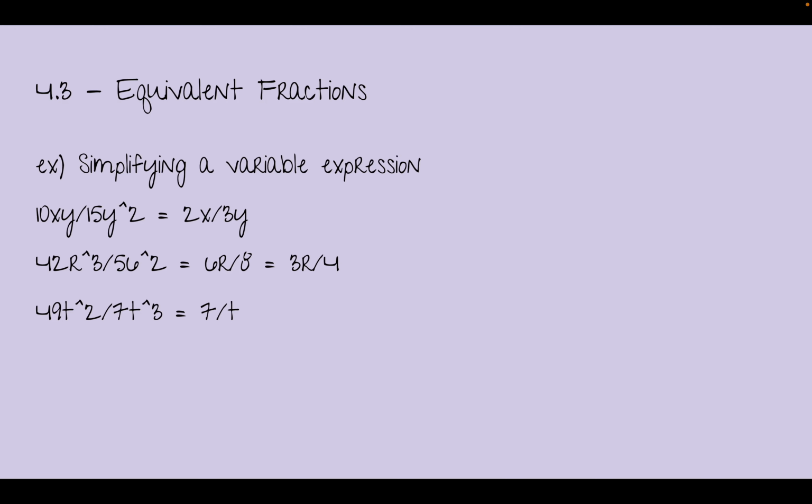49t squared over 7t cubed is equal to 7 over t. We can get this answer by dividing by 7 for both the numerator and denominator, and then also dividing by t squared to get 7 over t.